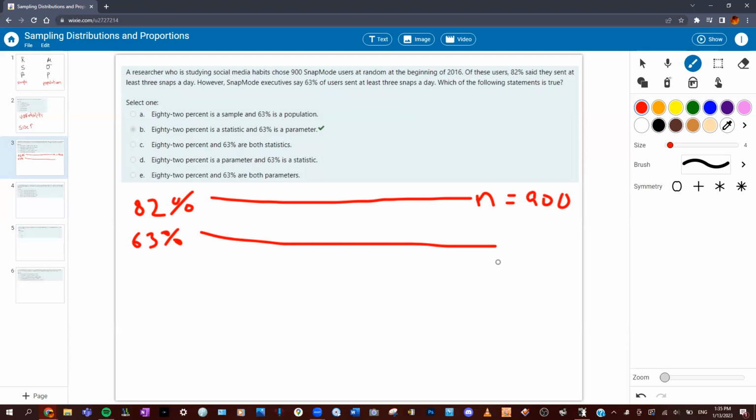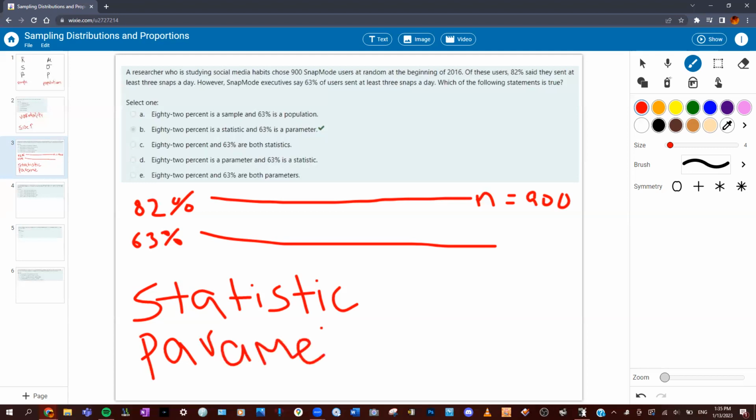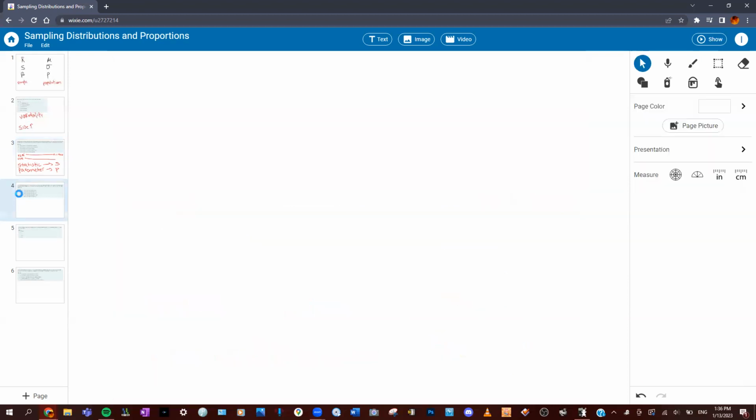So this question is just seeing if you know the difference. We have a statistic and we have a parameter. Luckily, what letter they start with tells you what it is. A statistic goes with a sample. A parameter is for a population. So if you see something in a magazine that says statistics show, it's not for the whole population. They weren't able to survey every person, or else it would say parameters show. So the 82% is a statistic, because that only is from the 900. 63% is what it actually is for the whole population, so it's a parameter. That one's pretty easy.